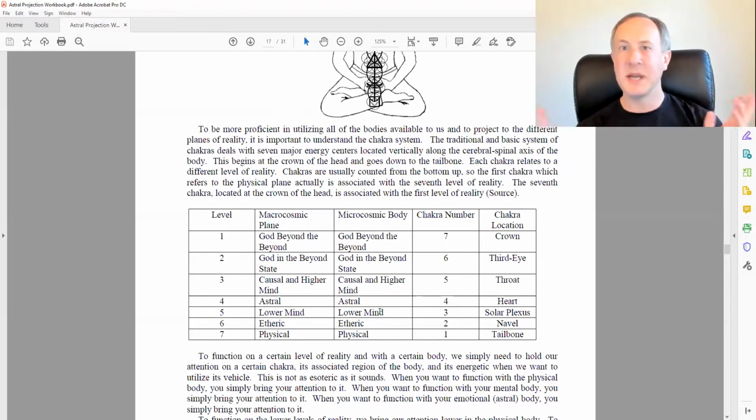So a pure being doesn't have those. They don't really have a lower astral body. They have a pure astral body, manifesting a pure etheric body, manifesting a pretty darn pure physical body, as pure as the physical body can be.